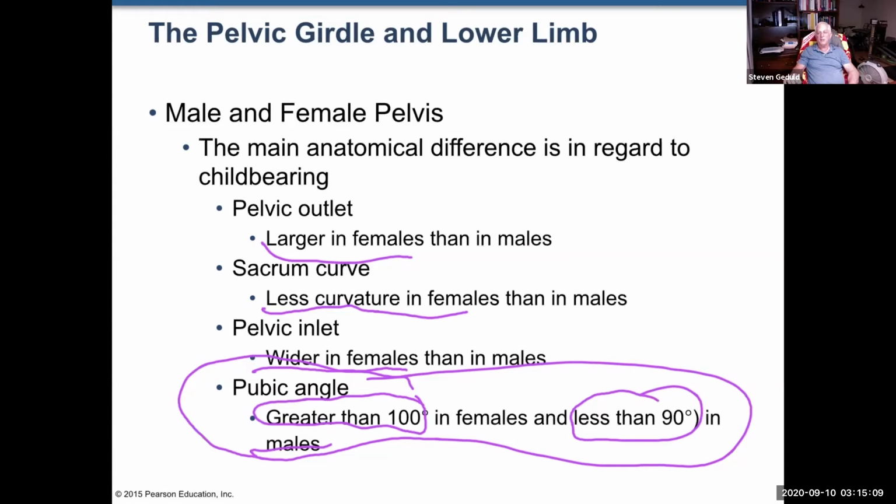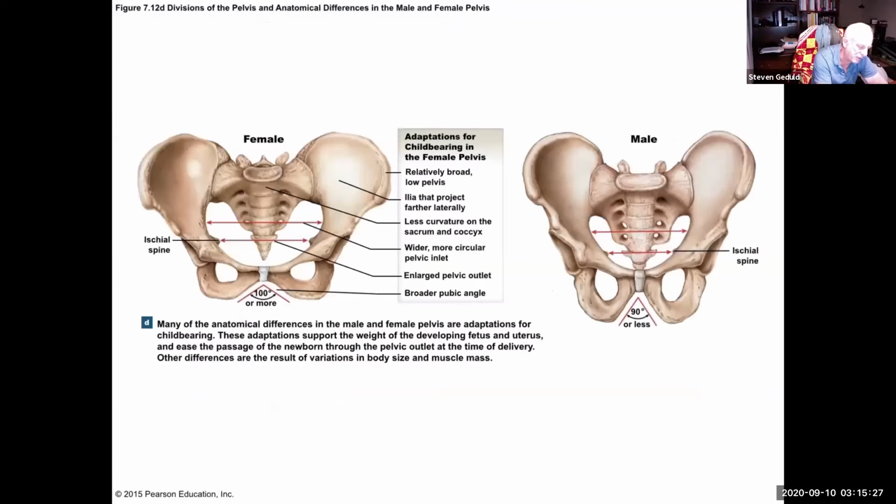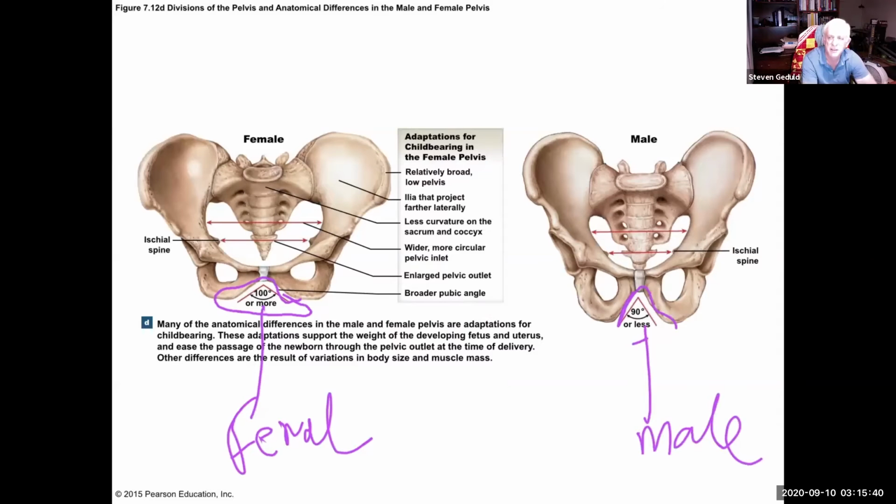If you've got a skeleton with the pubic angle, you can tell if it's male or female. Greater than 100, it's going to be female. Less than 90, it's going to be male. That's the biggest thing we have that actually tells the difference. You can see it right here. This is the pubic angle. If this angle is greater than 100, that is female. If this same angle is less than 90, that's male. That's how you can tell.